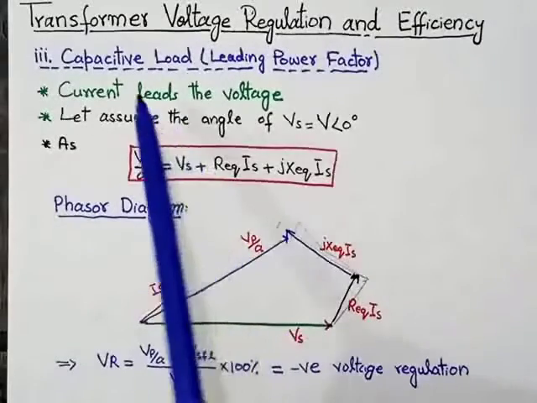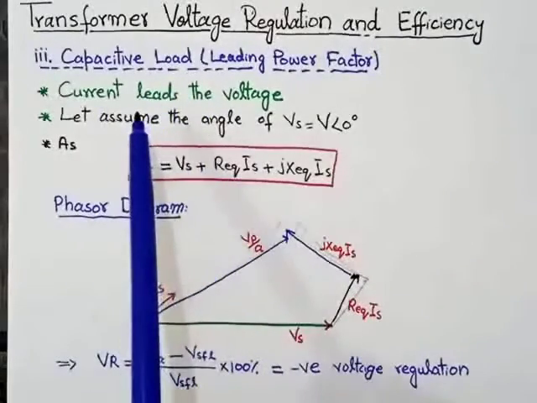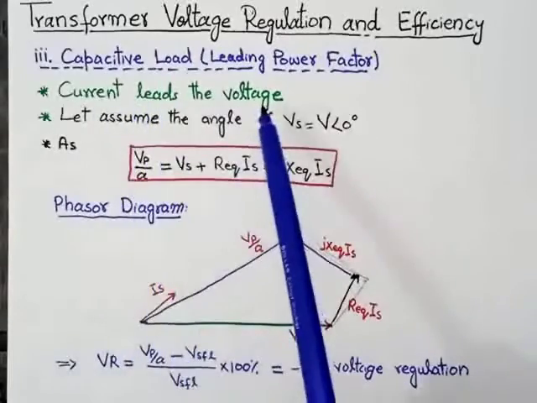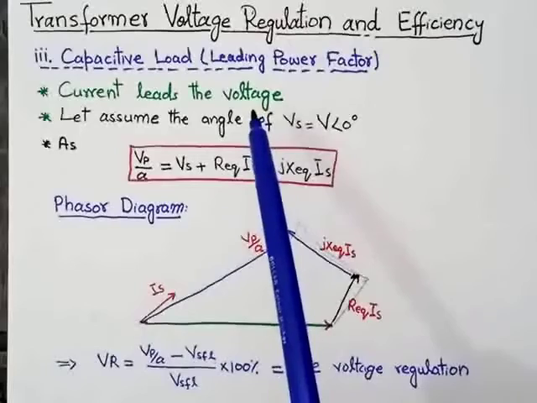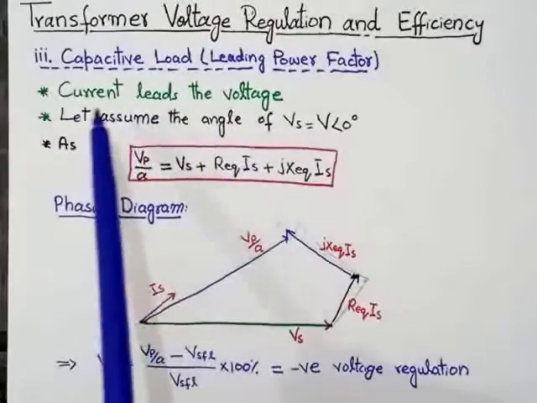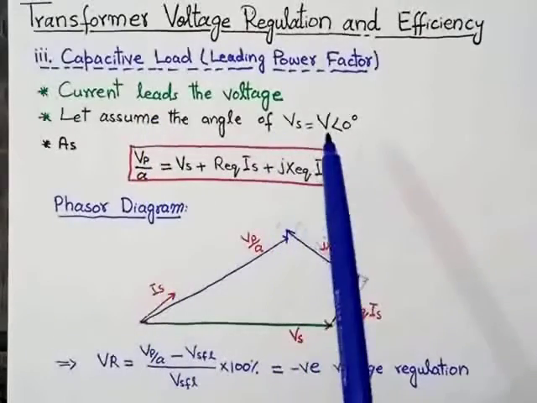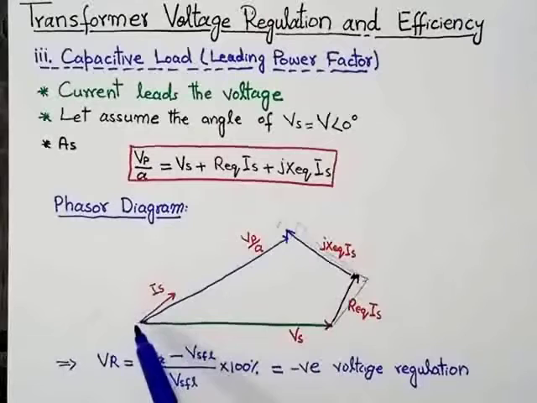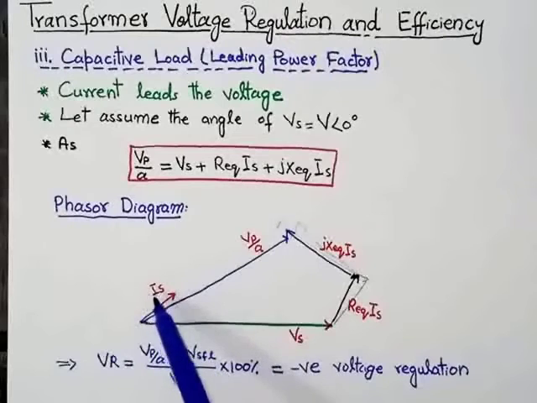In case of capacitive load, current leads. Leading means the angle of the current will be more than the angle of the voltage. So the angle of the voltage is 0 degree, and current is leading, which means the angle of the current will be greater than 0 degree. So that's why the angle of the current will be greater than 0 degree. So this is the vector of current Is.